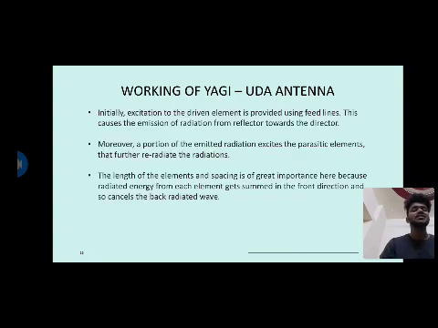Initially, excitation of the driven element is provided using feed lines. This causes the emission of radiation from the reflector towards the directors. Moreover, a portion of the emitted radiation excites the parasitic elements that further re-radiate the radiation. The length of the element and spacing is of greater importance here because the radiated field from each element gets summed in the front direction and so cancels the back radiated wave.